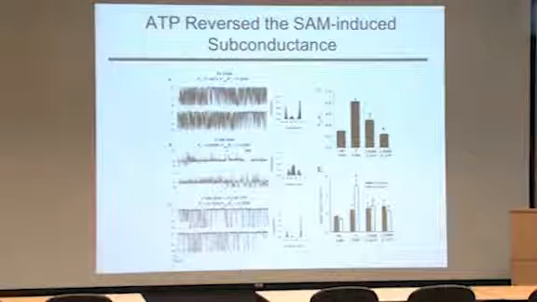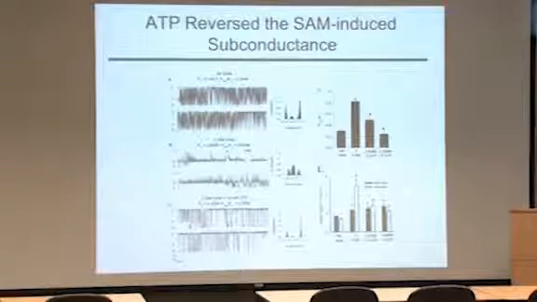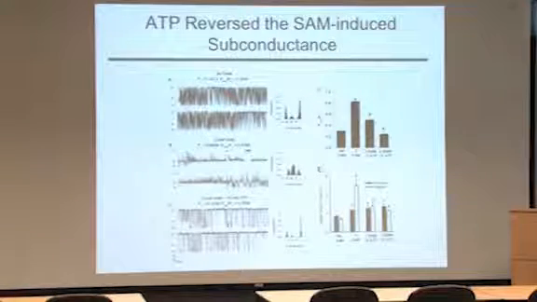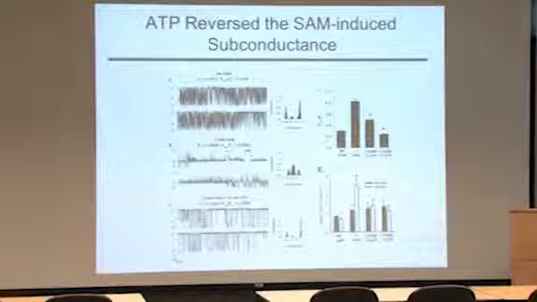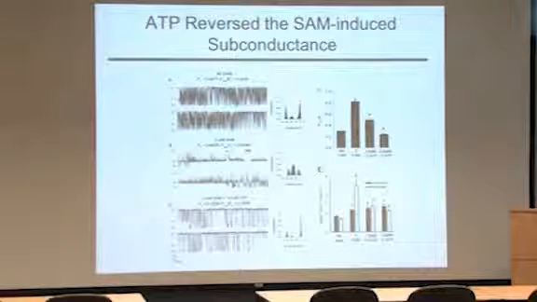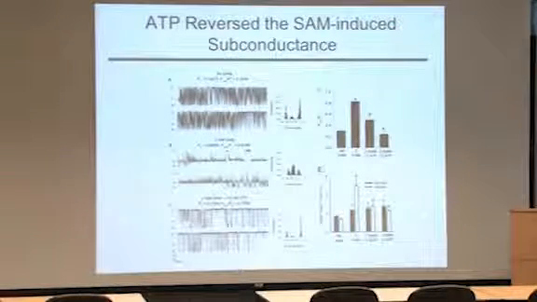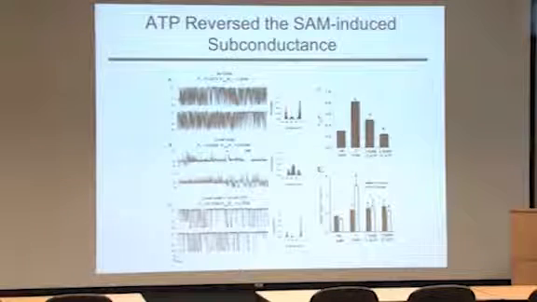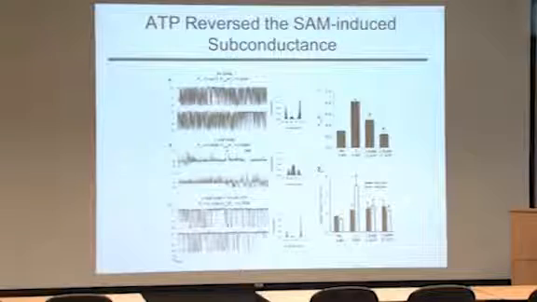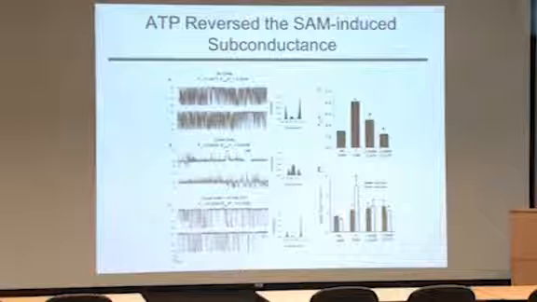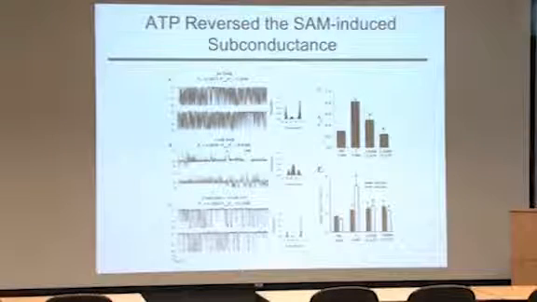I should mention, these diagrams to the side are just amplitude histograms. So this is the amplitude of the current, and this is the probability. You can think of this as the number of openings. So you have lots of closings, which is zero conductance, and then you have some openings to an open level, and these are the subconductances. There are some subconductances in here that just aren't too obvious. When you add the SAM, you see the probability of the subconductance state going way up.